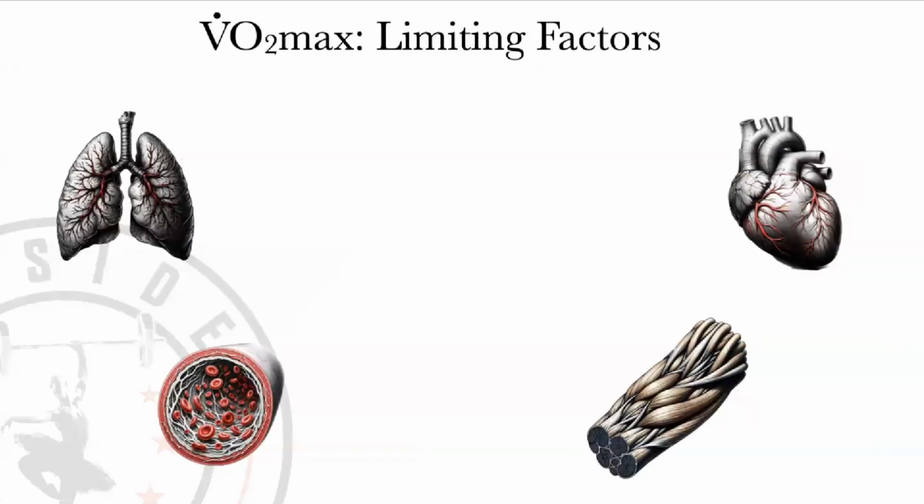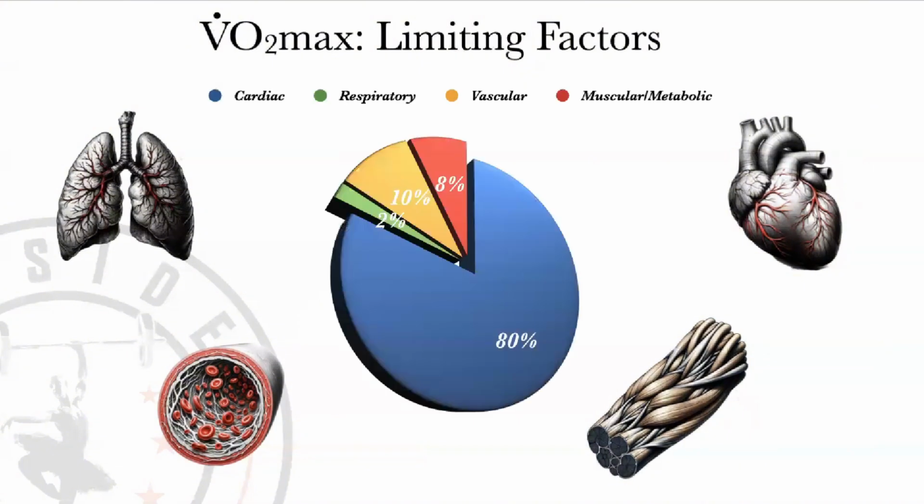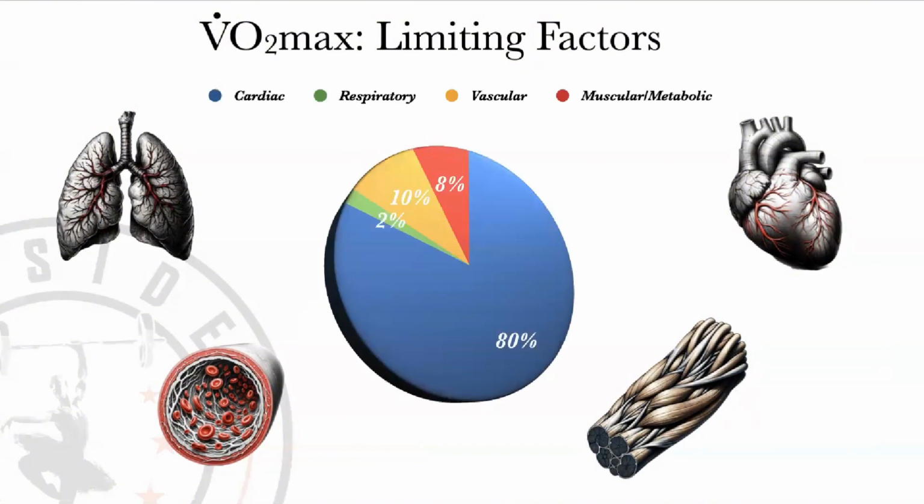Now, if we look at the different limiting factors that we cited so far, we can see that the most important one by far is going to be the heart. So the heart will be the biggest differentiator between two people and their respective VO2 maxes. We can see that the vascular side, so the oxygen transport aspect, is also important, but not nearly as much as the size of the heart. The muscular or metabolic side can also be trained, and the respiratory side is only a very small part of VO2 max.